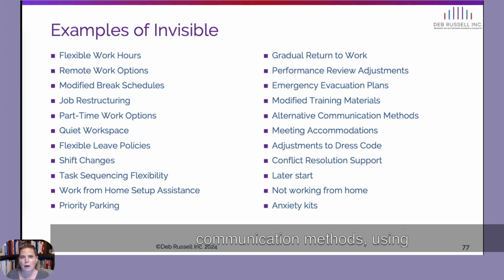Alternative communication methods, using electronic means for communication, like texting or boards where you identify and then it speaks for you. I forget what those are called. But if you don't have the ability to voice your thoughts, the board does it for you and you just program it in. Meeting accommodations. So either where you're having the meeting or how you're having the meeting, all sorts of accommodations related to meetings. Adjustments to dress code. So some people, for a myriad of reasons related to their disability, cannot wear what you typically require of people. And so it's being reasonable within that.